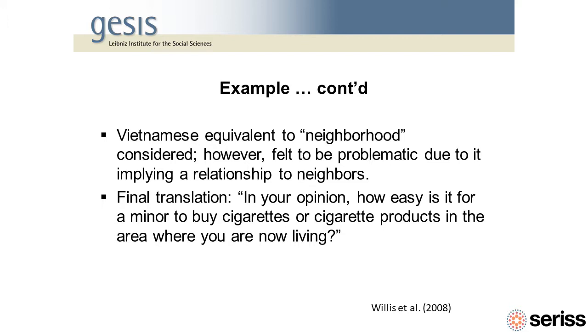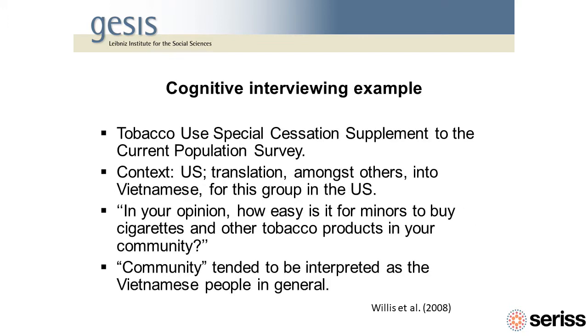So for instance, an equivalent to neighborhood, but they also thought that this might be problematic because it could imply some sort of relationship to neighbors. And the final translation is, or was, in your opinion, how easy is it for a minor to buy cigarettes or cigarette products in the area where you are now living? As you can see, I go back for a second.